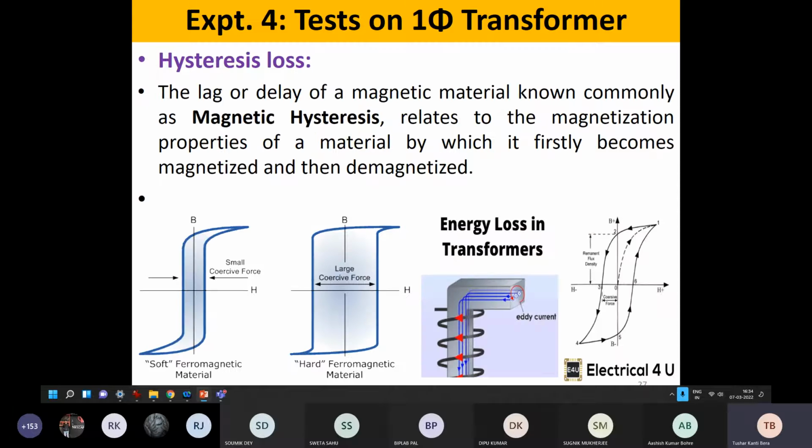So in the transformer, as per the discussion till now, we can see that there are two types of losses which occur inside the iron core, and that is what is called core loss. And as the core is generally made up of iron, it is also called iron loss.